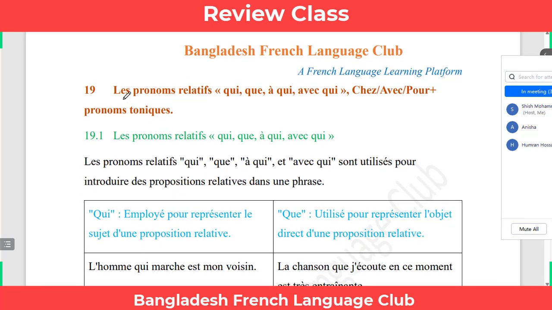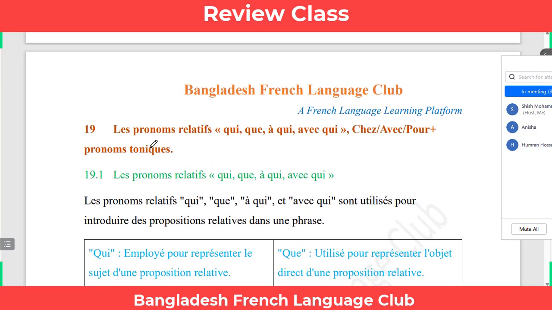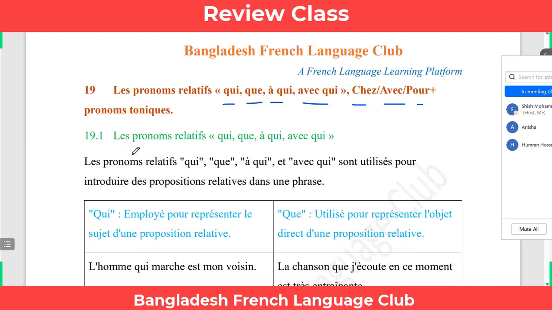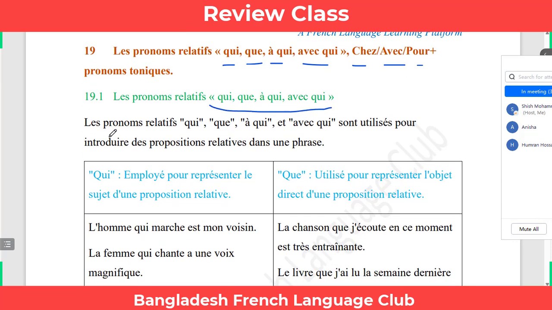Okay. So les pronoms relatifs, I mean relative pronoun like qui, que, à qui, avec qui. Et chez, avec, pour pronom phonotonique. Okay, phonotonic form. So les pronoms relatifs qui, que, à qui, avec qui. So how to use them? Les pronoms relatifs qui, que, à qui et avec qui sont utilisés pour introduire des propositions relatives dans une phrase. So these relative pronouns are used to introduce the relative proposition in a sentence.